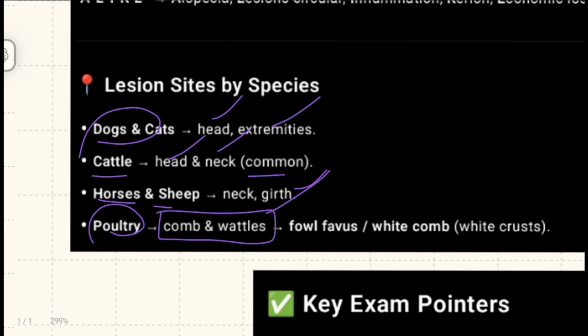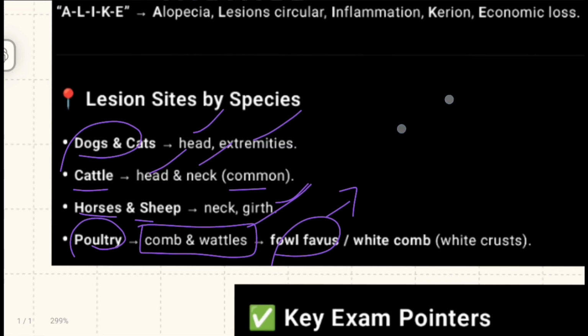They give a specific term called fowl favus. Favus is a form of ringworm infection on the head, that is on the wattle, which is very chronic and very severe in condition. Such cases are referred to as favus. Occurring in the fowl, it is called fowl favus, or sometimes white comb, because of the white crusty lesions noticed on the comb of the bird. So it is called white comb disease.